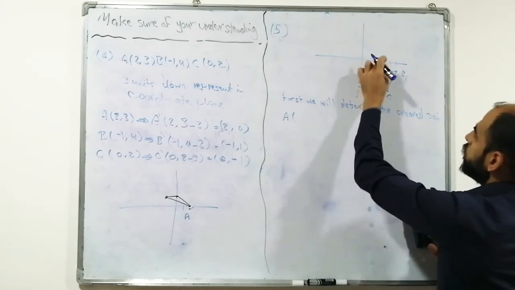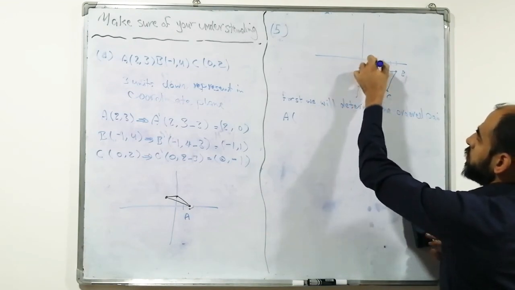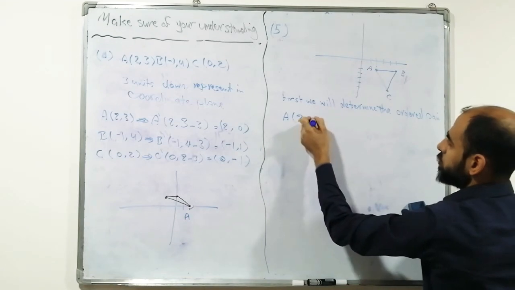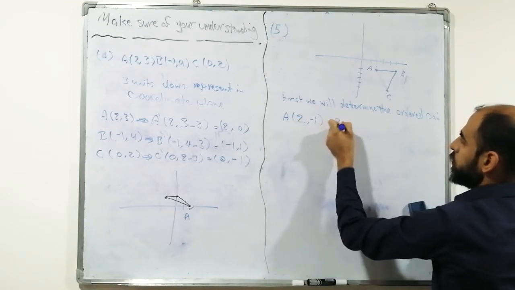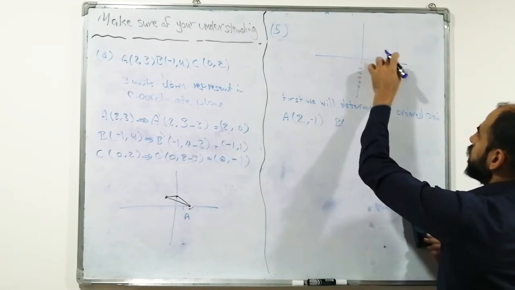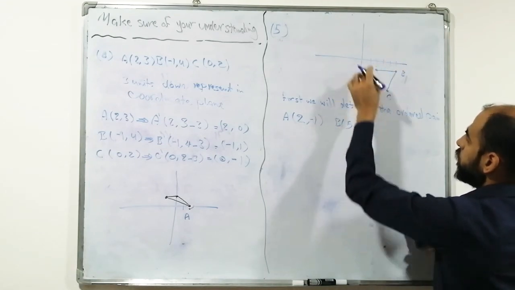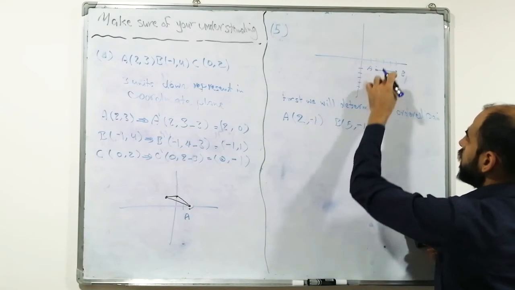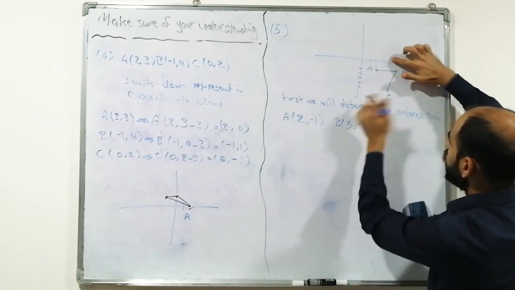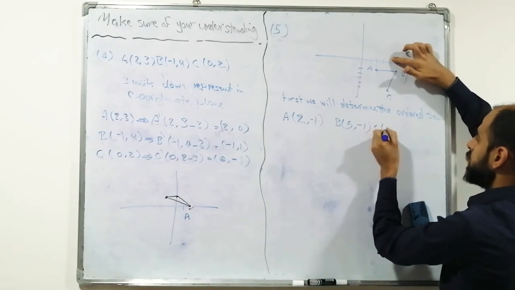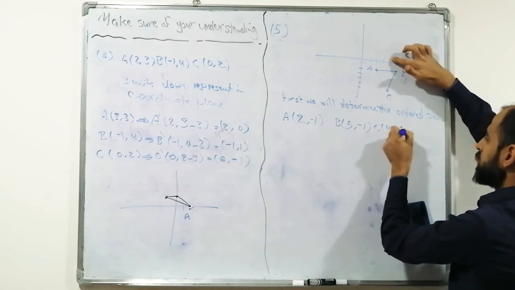A is 2 and 1. So we have 2 and y is minus 1. The point B: 1, 2, 3, 4, 5 and minus 1. The point C is 1, 2, 3, 4, and here we have 1, 2, 3, 4, 5, so C is 4 with minus 5.